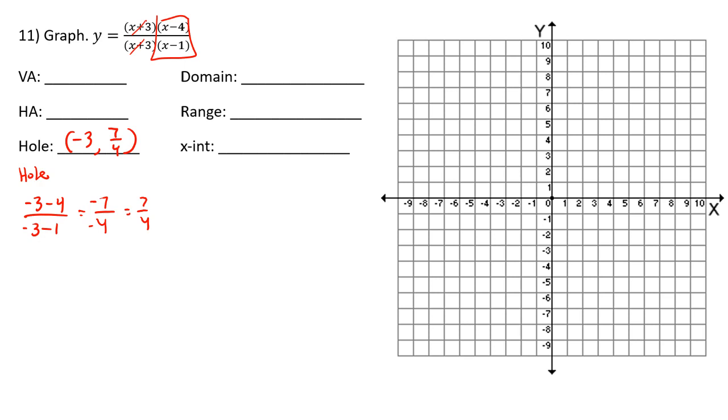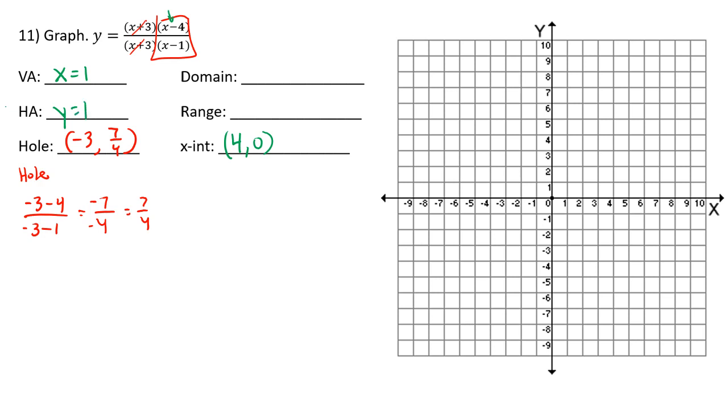Vertical asymptotes, there's only one. It's x equals 1. It comes from the bottom. The x-intercept is going to be 4, 0, and once again, that comes from the numerator. Horizontal asymptote, they're the same degree, their leading coefficients are 1, so it's y equals 1.